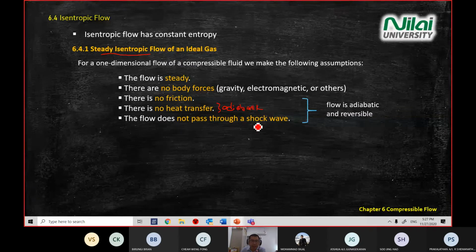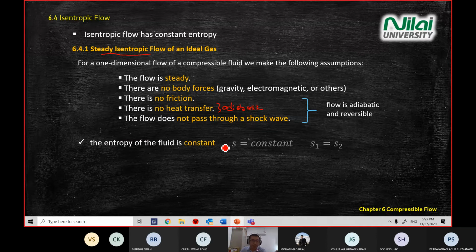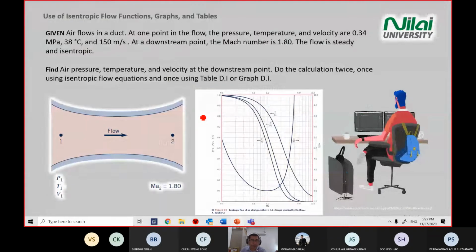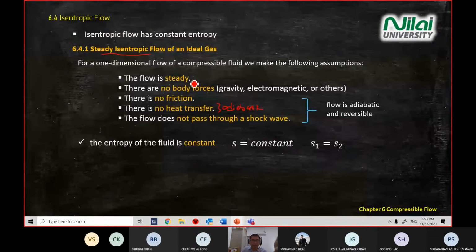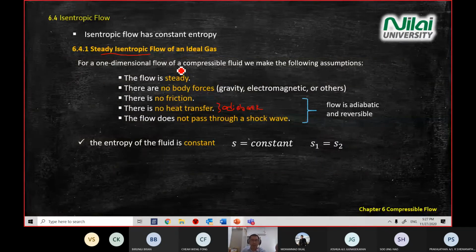Do not pass through a shock wave. This one is a compressible effect that we see just now in the diagram. The tangent cone and all these tangent planes, or the Mach plane or Mach wave and the Mach cone, if we do not pass through, then we don't have loss of energy. Okay, these are just a fundamental reminder of what happened in our steady isentropic flow.